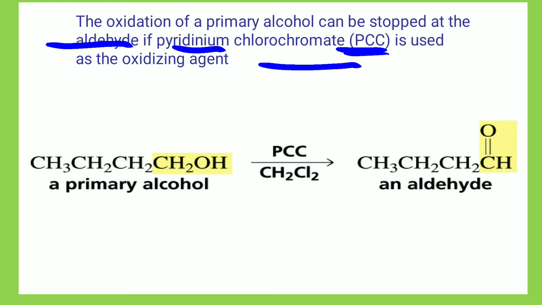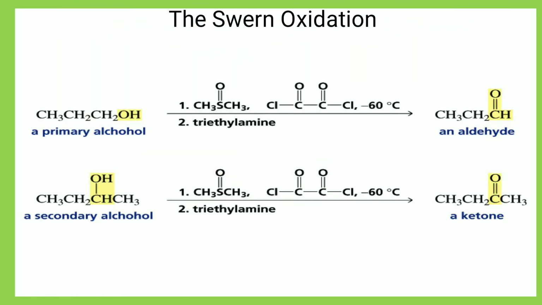Whenever we use PCC, pyridinium chlorochromate, in CH2Cl2, which is the solvent, the primary alcohol, CH2OH, gets converted to the aldehyde, CHO only. It is not further converted to the acid whenever we use PCC as the oxidizing reagent. Okay, the next oxidizing reagent we use is the CH3SOCH3 compound, and this reaction is called the Swern oxidation reaction.